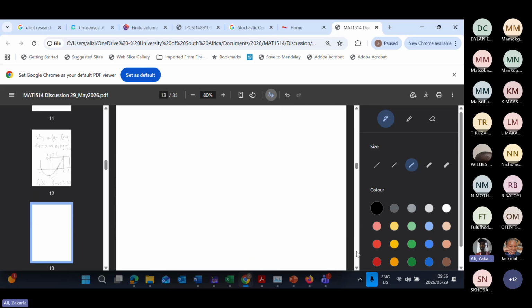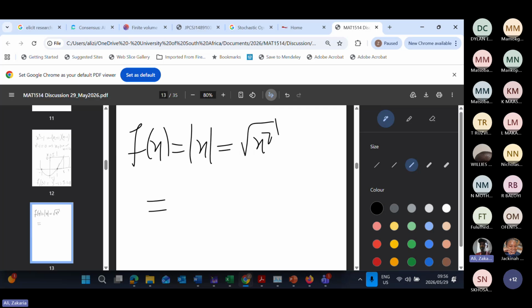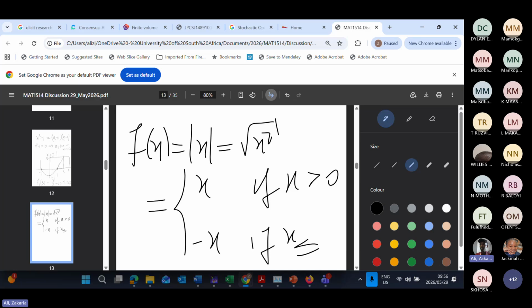All right. You can rewrite it. The same absolute value function, you can write as f of x equal to the absolute value of x, or as the square root of x squared. Then someone can also say it is x if x is strictly greater than 0, and negative x if x is less or equal to 0. That's another way of defining it.